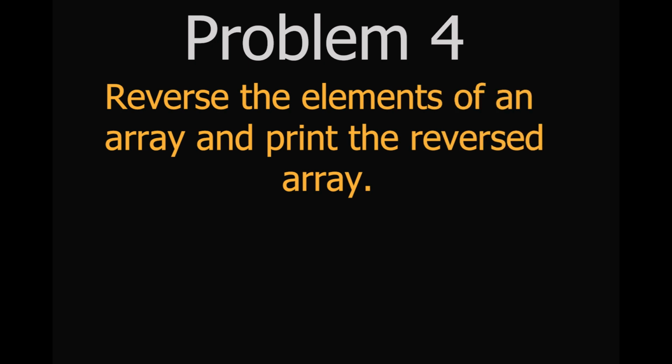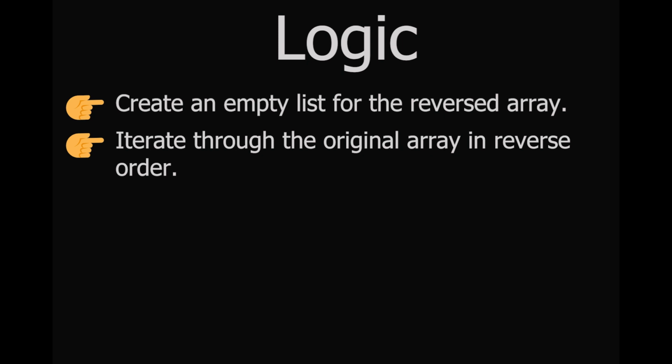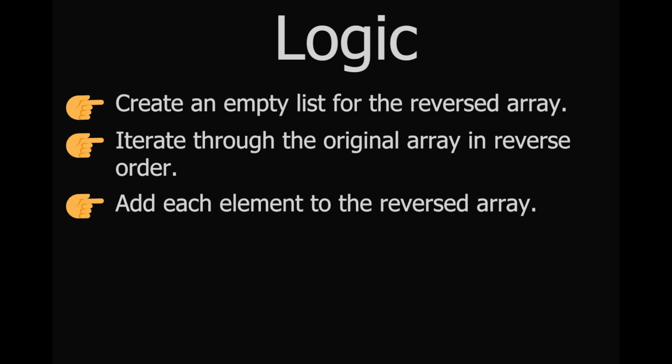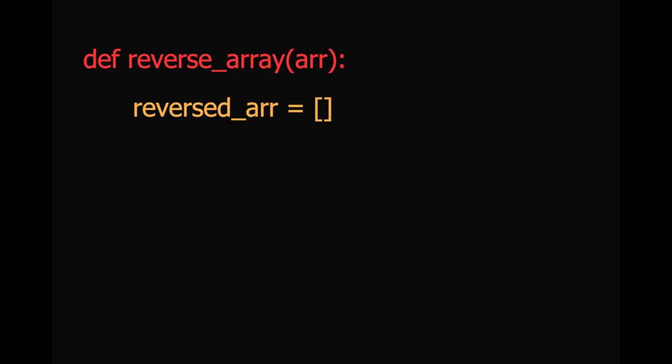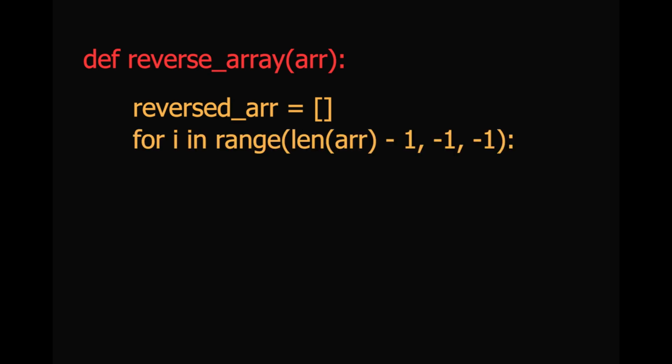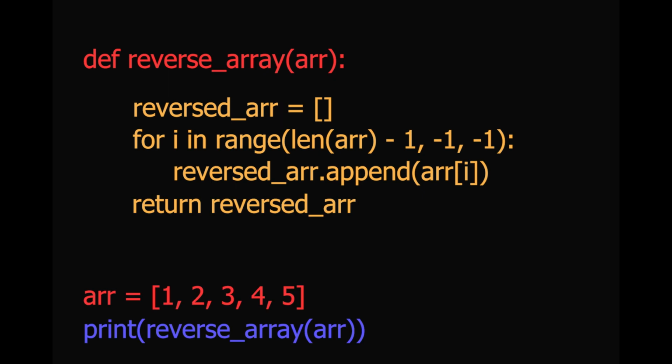Problem 4. Reverse the elements of an array and print the reversed array. Pause the video. Create an empty list for the reversed array. Iterate through the original array in reverse order. Add each element to the reversed array. After iterating through all elements, the reversed array will be the original array in reverse order. Code for this logic is: take an empty array, write for loop which iterates the original array in reverse order, and inside the loop, simply append all the elements in the empty array and return that empty array. And the fourth problem is solved.